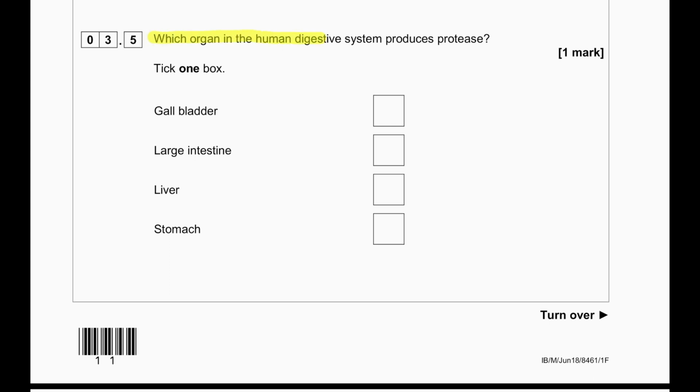Which organ in the human digestive system produces protease? Protease is a type of enzyme, alright? This enzyme is released by the stomach. Large intestine absorbs water. Liver absorbs glucose from the blood, and the liver is also involved in detoxification. Gallbladder produces bile. So in this case, stomach will be the answer that releases the digestive enzyme protease. Stomach actually releases pepsin, so we can write the name down for future reference.